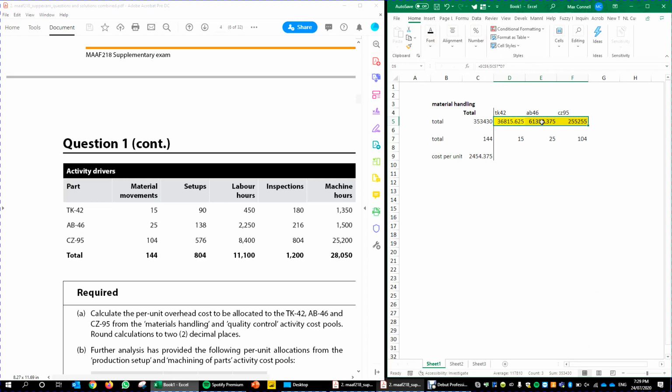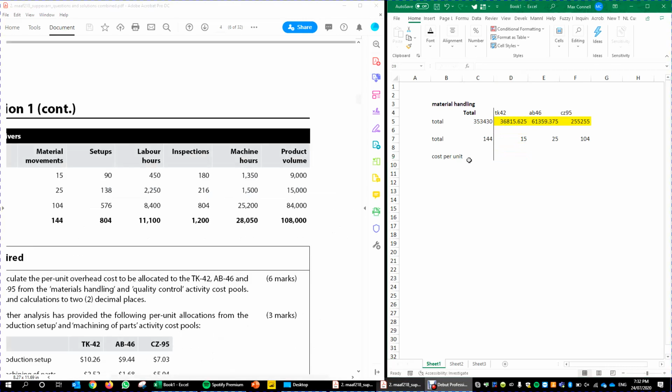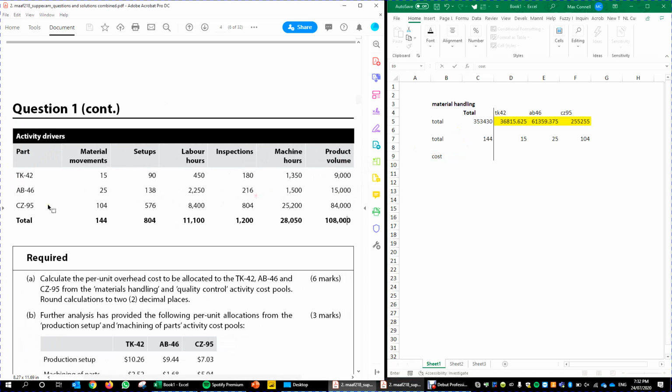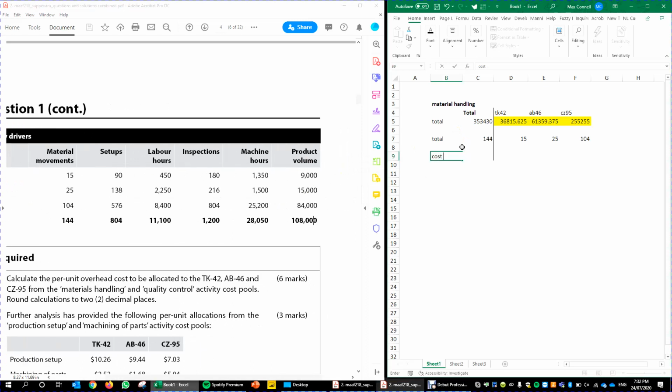Now what about the cost per unit? We should be able to figure this out fairly straightforwardly. All we have to do is divide the total cost by the number of units. So we've got cost per driver, but what I want to find is cost per unit, like actual unit produced. So we know the product volume is 108,000.